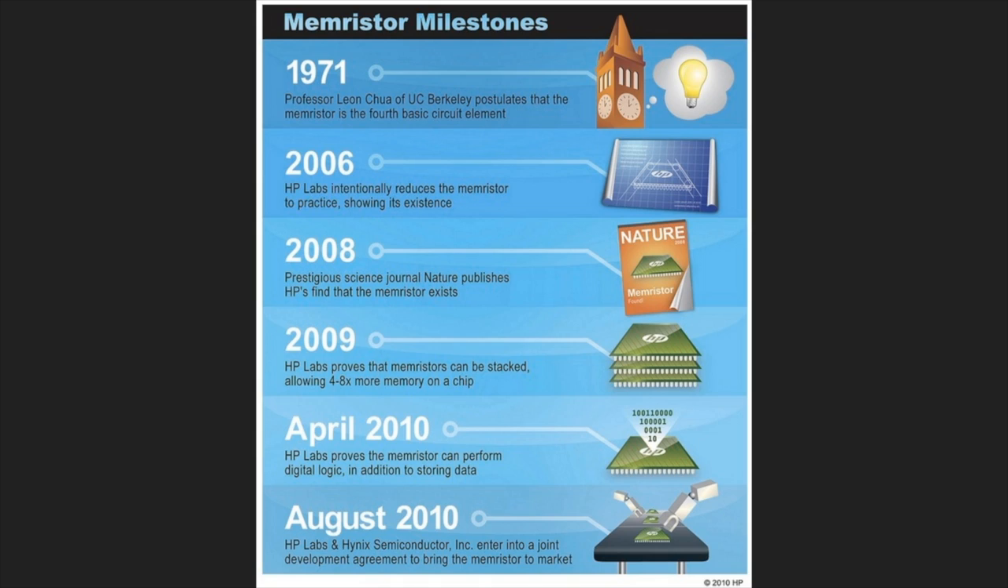In 2009, NIST scientists demonstrated flexible memory, which has memristor properties. In 2010, the possibilities of what a memristor can do started to be explored, and HP Labs proved that the memristor can perform digital logic in addition to storing data. In 2010, HP Labs and Hynix Semiconductor Incorporated entered into a joint development agreement to bring the memristor to the market.